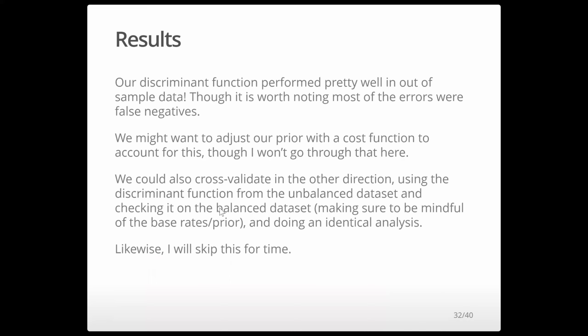There are some other considerations for doing cross-validation. We might want to adjust our prior with a cost function. I'm not going to go through that here, but that's something we could think about. We could also cross-validate in the other direction. So I could fit the model on the unbalanced data and then validate it on the balanced data. A lot of times when you do cross-validation, you'll go in both directions like that. I'm going to skip that here for time, but that's something that you could certainly do.